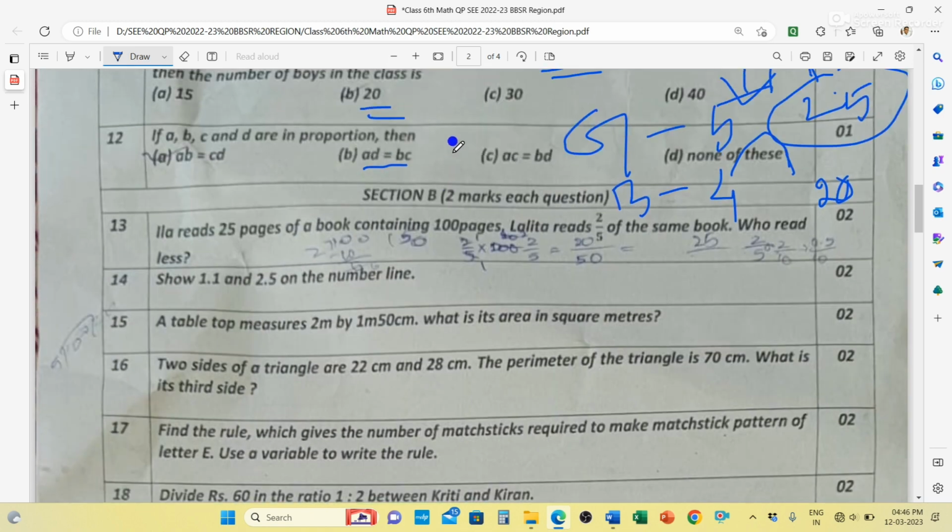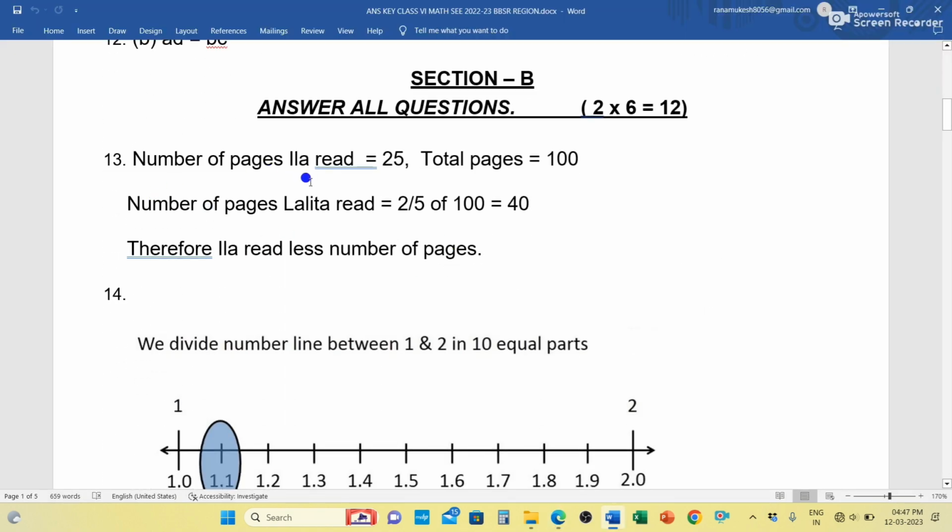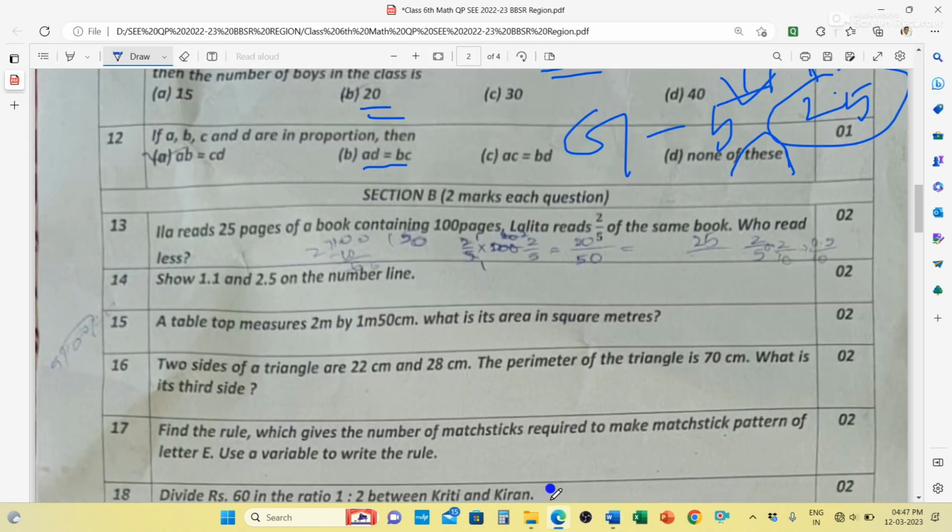Then section B, it carries questions which carry 2 marks. So now we'll come to section B. Question number 1. Illa reads 25 pages of a book containing 100 pages. Lalita reads 2 by 5 of the same book. Who read less? The number of pages Illa read equals 25. Total pages 100. Number of pages Lalita read is 2 by 5 of 100, because total pages is 100. So 2 by 5 of 100 is 40. So who reads less number of pages? Obviously Illa reads less, right?